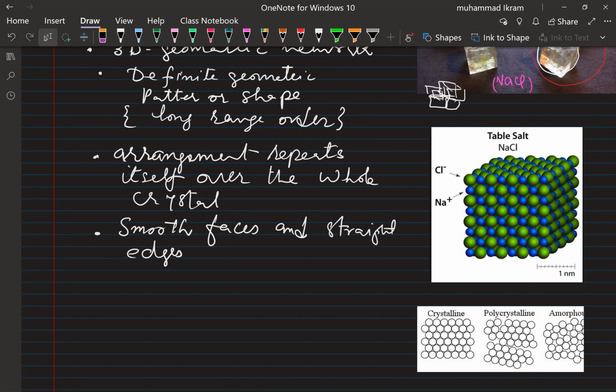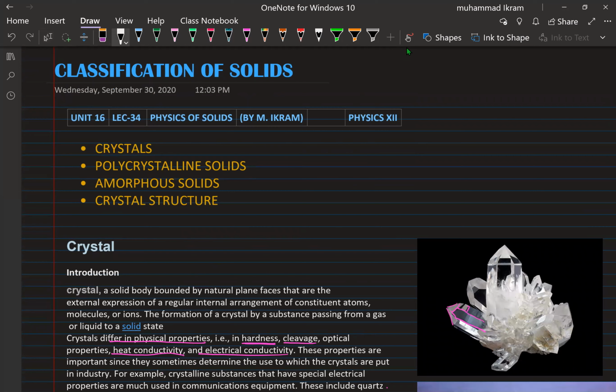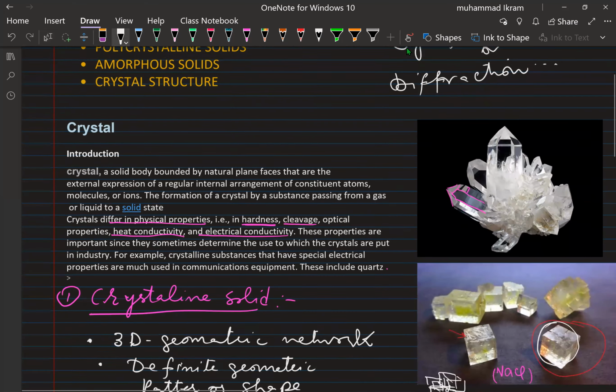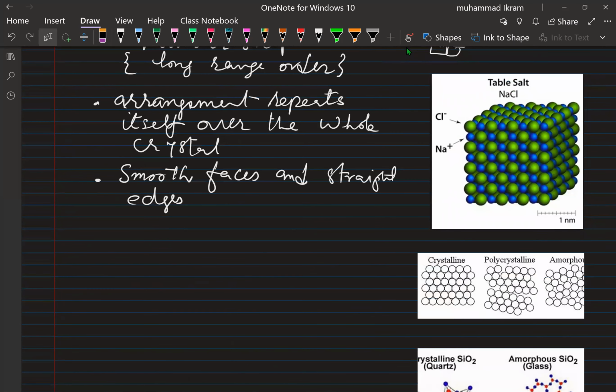We can study the properties of the solid. You must remember that solids can be studied by what? By X-ray diffraction, right? By X-ray probe or diffraction, which you studied in first year. Because of its extremely small wavelength, it can easily penetrate into the crystal structure and can reveal greater detail about the structure of the solid. So X-rays are used to do this.